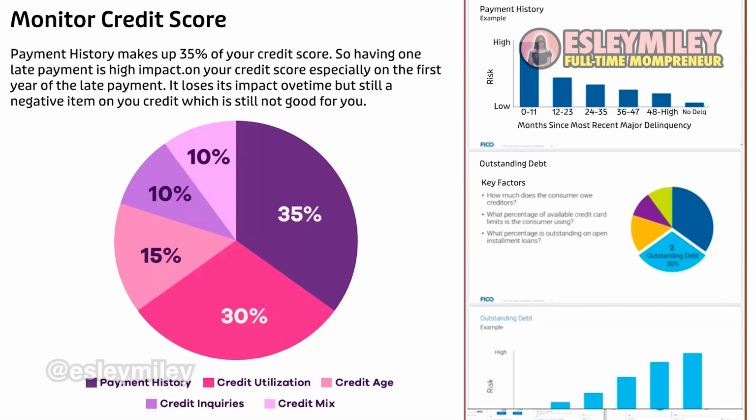Step 8. Monitor credit score over time. Understand that the impact of late payments diminishes over time. It takes approximately 6 years for them to stop affecting your credit score and 7 years for them to disappear from your credit report. And that is how to remove late payments.